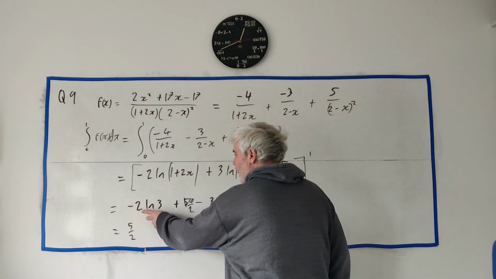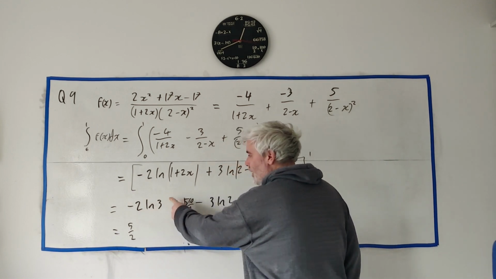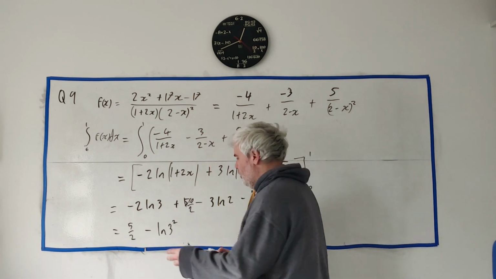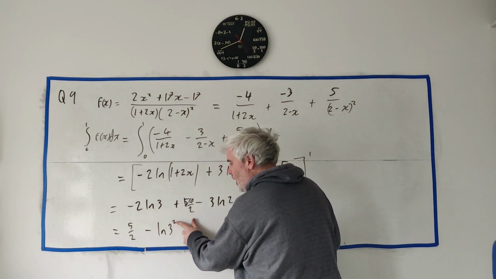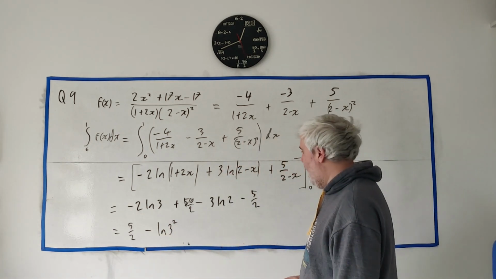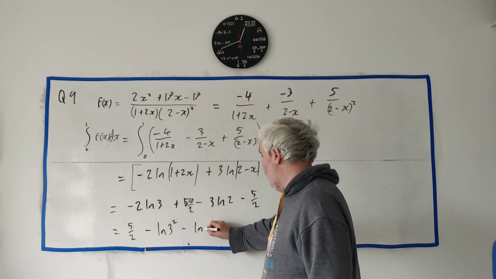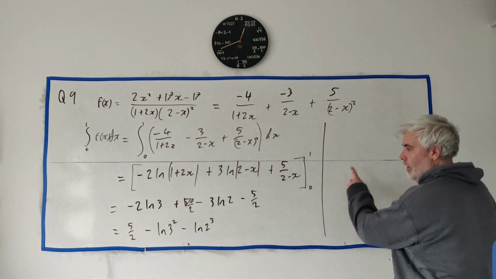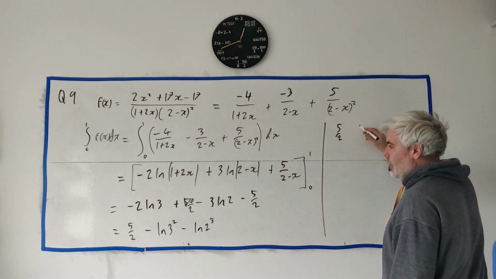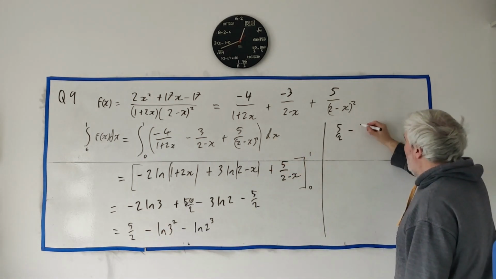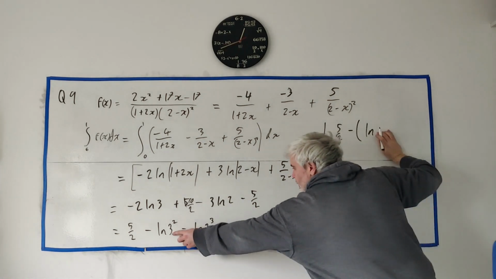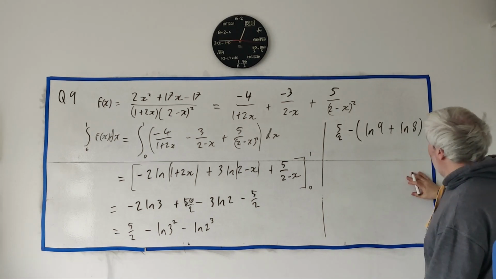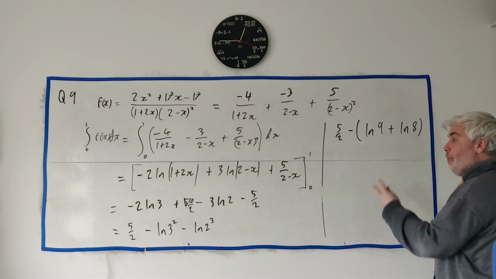You need to remember that a 2 outside is the same as a 2 inside as a power. So it's minus natural log 3 to the power 2. Do you follow what I'm saying there? We can put a 2 up here or a 2 up there. Same thing. It's one of our rules of logs. Same here, natural log 2 to the power of 3. Let's move this over here. This becomes 5 over 2. Let's take the minus out of both of them. Minus natural log 3 to the power of 2 is 9, plus natural log 8. And all we're left to do now is remember our log rules.